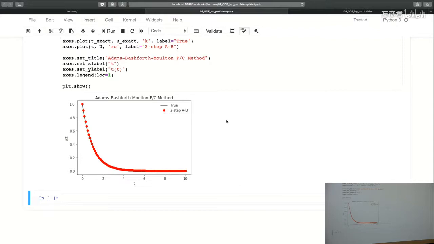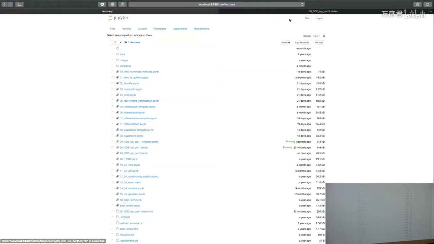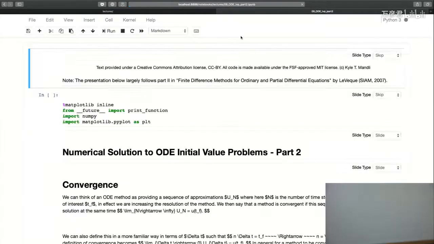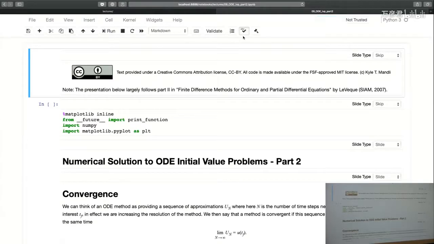Otherwise, we go to part 2. All right. So let me switch over here. There is no template for this. There's a lot less coding in this section.